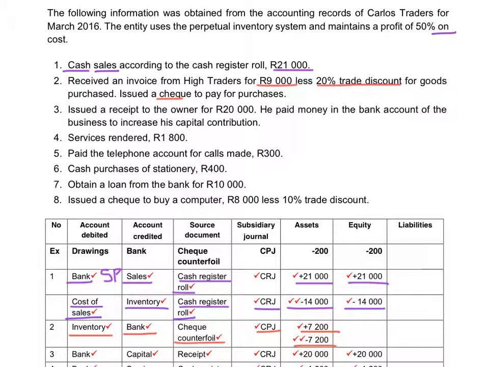Issued a receipt to the owner for 20,000. He paid the money in the bank of the business to increase his capital contribution. So the money increased in the bank, so the one entry will be in your bank account. The other entry will be in the capital account because he increased his capital contribution.